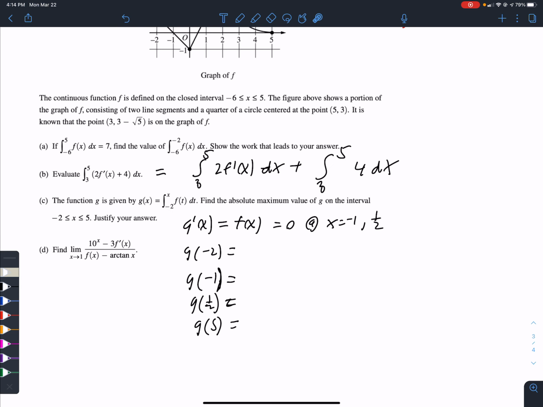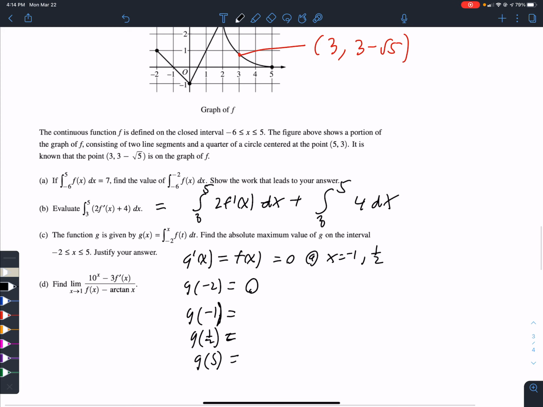So this one's pretty easy, -2. What's the integral from -2 to -2? Well, the net area clearly is going to be 0. There's no area underneath that. And then G at 5.